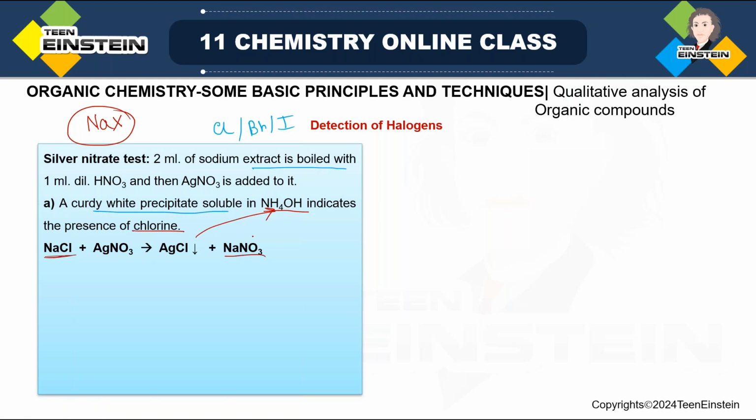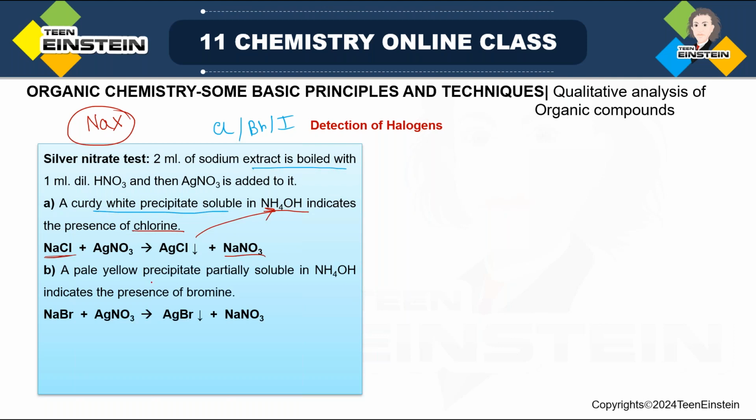So that is why it is mentioned here. This curdy white precipitate is soluble in NH4OH. Next, if bromine is present, again you will get some precipitate, but now it is not curdy white. There is a slight difference. Now it is a pale yellow precipitate. So you have to be very careful when you are doing the test. That is the difference in color you have to understand.